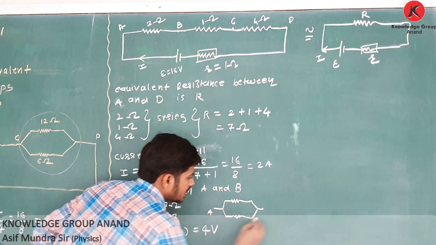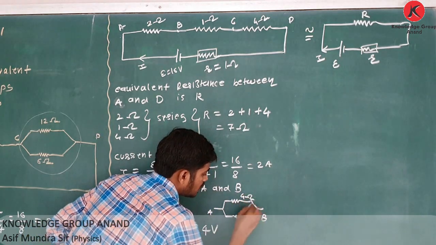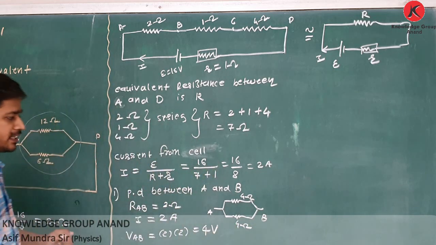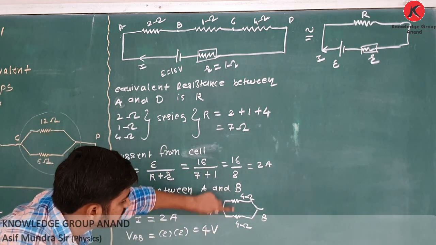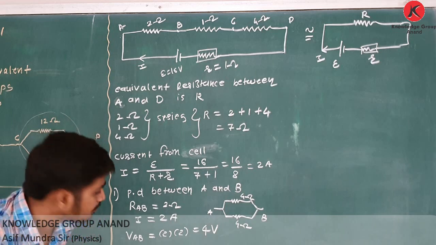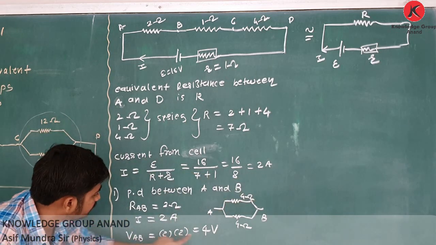Okay, between A and B, 4 ohm and 4 ohm are connected in parallel. So what is the current flowing from this resistor and from this resistor? How to find it? Between A and B, the potential difference is 4 volt.